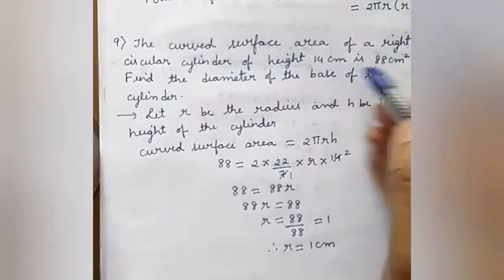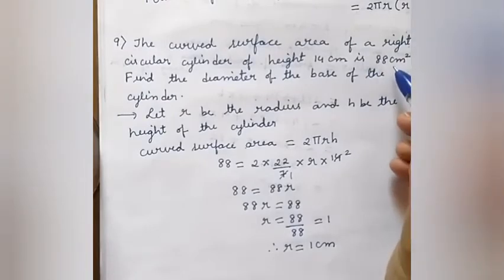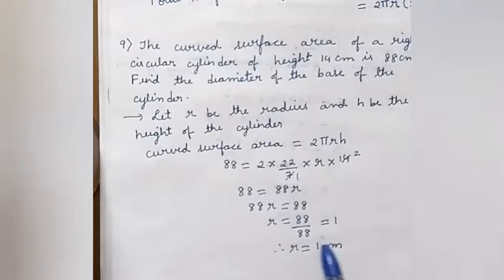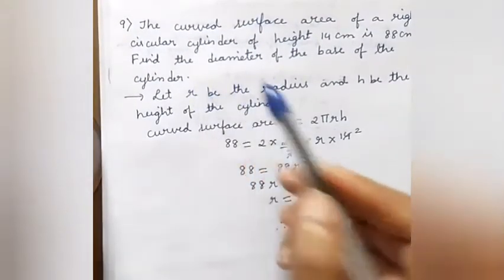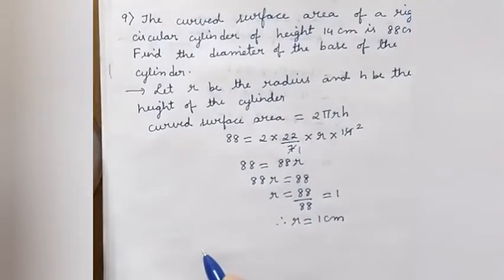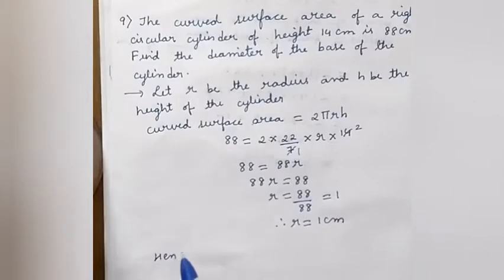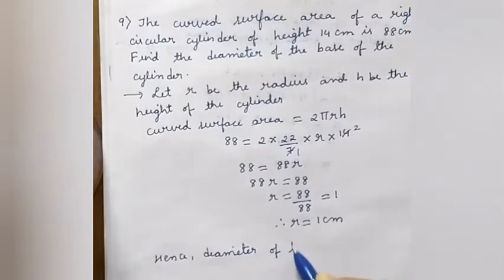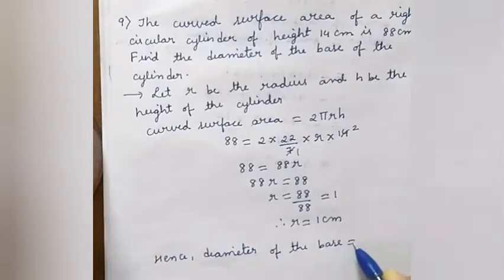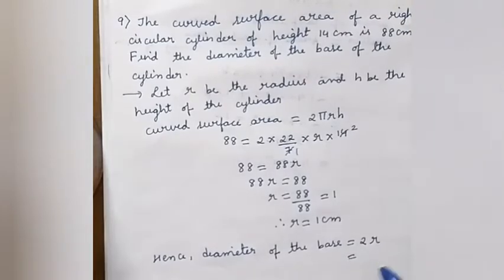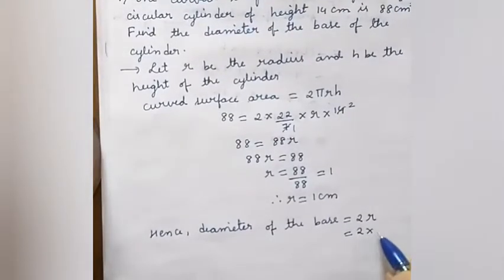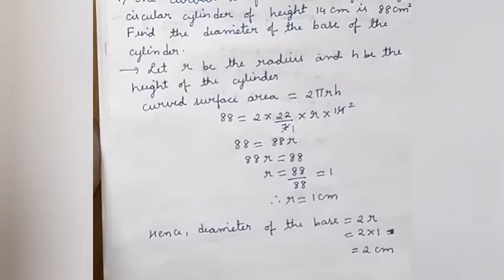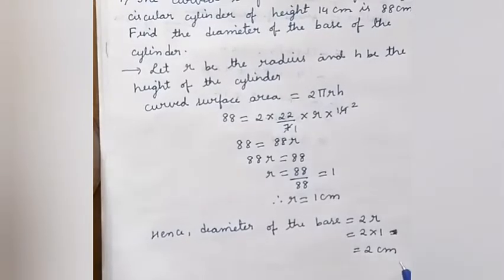Since the height was given in centimeter and the area was given in centimeter square, we get r is equal to 1 centimeter. Now that we know the radius and we are asked to find the diameter of the cylinder, therefore we can write, hence diameter of the base is equal to 2 times radius, that is equal to 2 into 1, which is equal to 2 centimeter. Hence we can say that the diameter is equal to 2 centimeter.